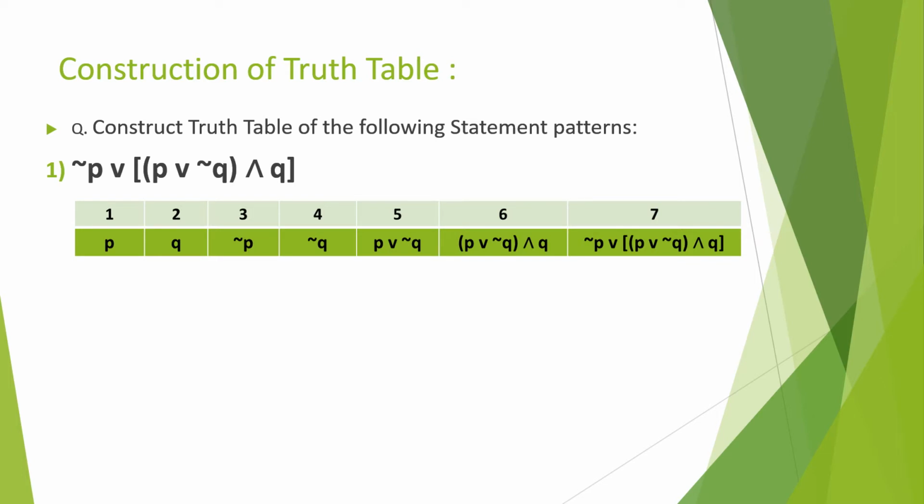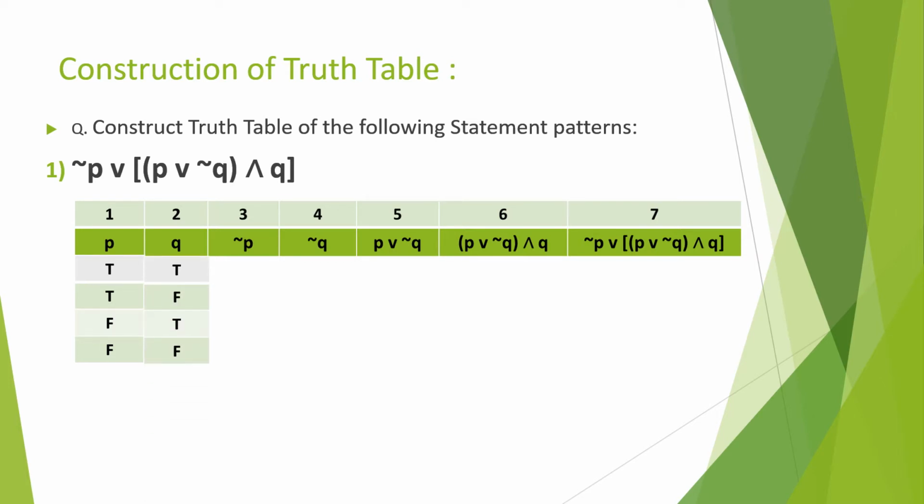Now we start with the innermost bracket, which is P or negation Q. So that's why our fifth column is of P or negation Q. The next one is the square bracket, which is P or negation Q and Q. And the last column is the column of the statement pattern. Now let's construct the truth table, that is, the column of P. So to write all the combinations of P and Q, take P as TTFF, Q as TFTF.